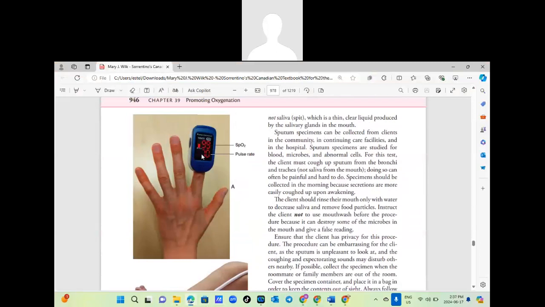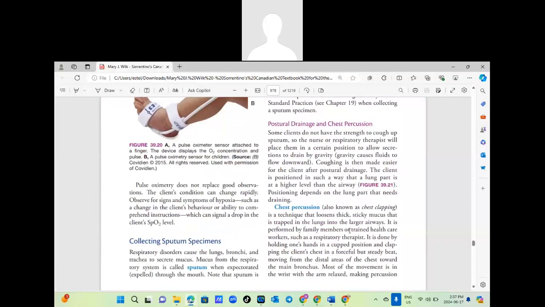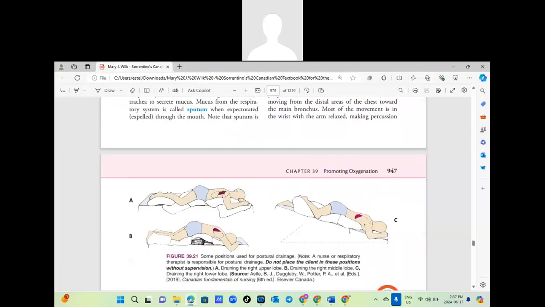This is the pulse oximeter. This is the pulse rate over here, and this is the SpO2, or the oxygen saturation in the arterial blood. This one is for the child, for the baby. It has a sensor for checking the oxygen saturation in the infant. So here is the postural.